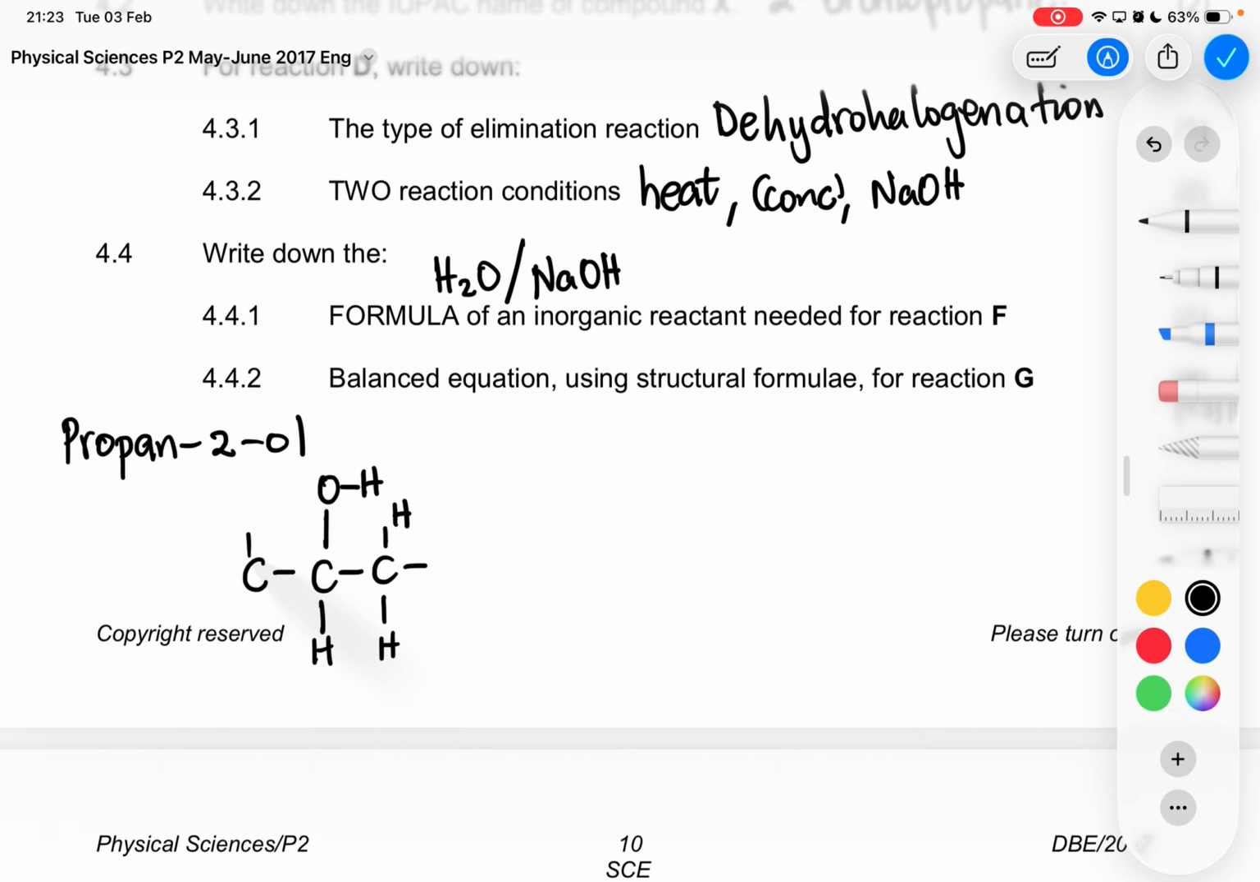So they said I must use structural formula. And I've realized that there's actually a question that wants you to write using condensed structural formula. So don't always expect just structural formula. You can be asked to write it using condensed structural formula, and they will surprise you where you least expect it. So we need to move to a haloalkane.